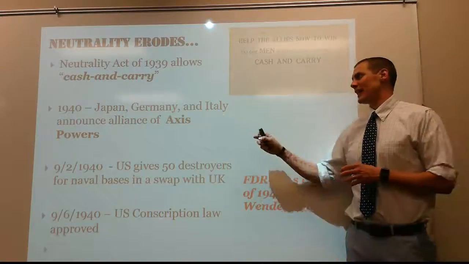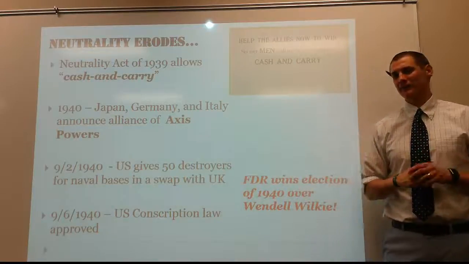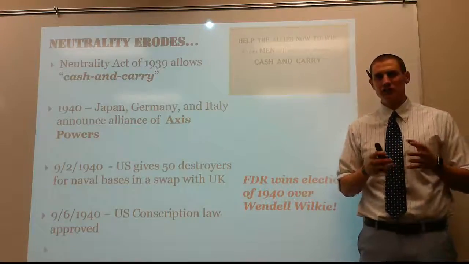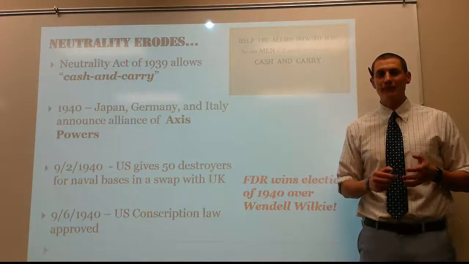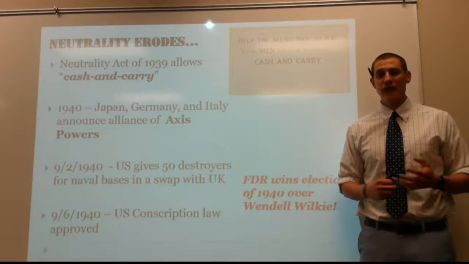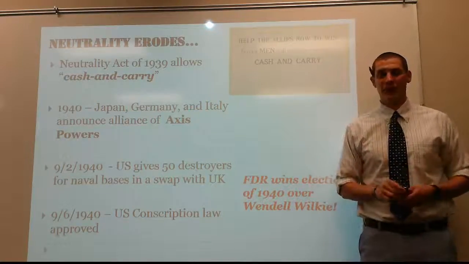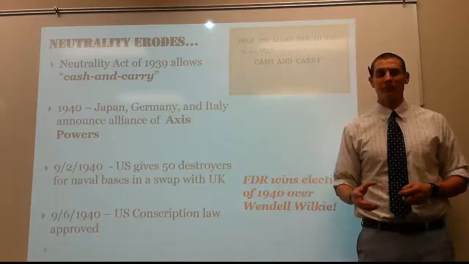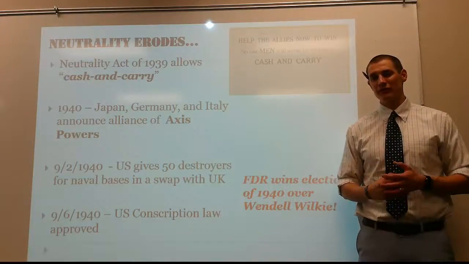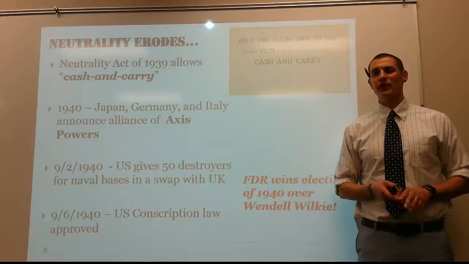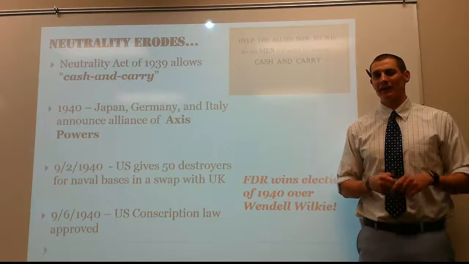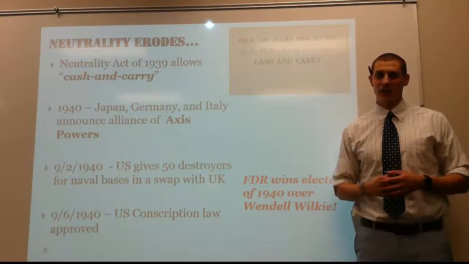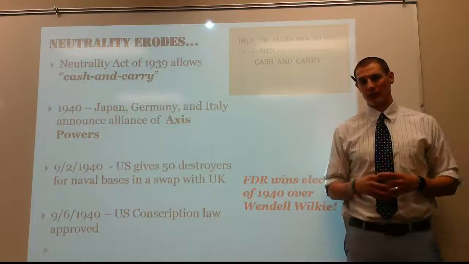In 1940, Japan, Germany, and Italy announced the alliance of the Axis powers. Seeing that the United States was getting closer and closer to war, Japan, Germany, and Italy want to make sure they keep the U.S. out of war. What's the best way to do that? Announce an alliance between the three of them. This alliance says if one is attacked, the other two will jump in and support them. What this means is if the United States goes to war with any of the three countries, Germany, Italy, or Japan, they will then be fighting a two-front war on both the Pacific and the Atlantic Ocean, which will be an extremely difficult war to win.